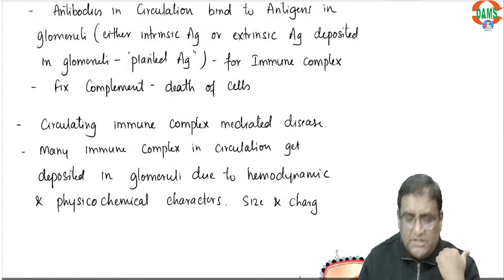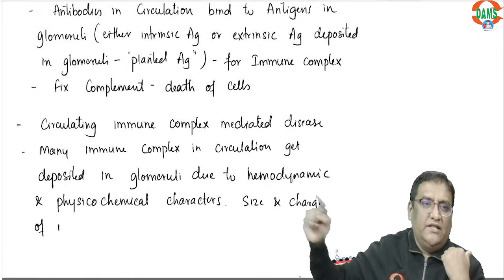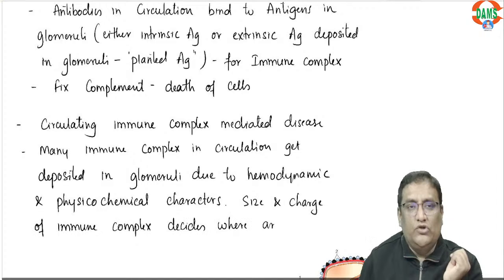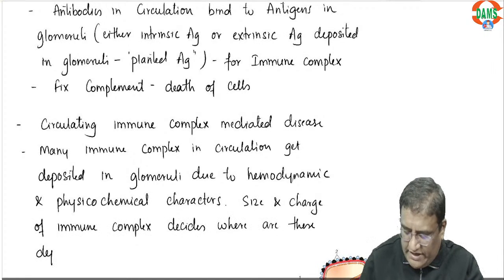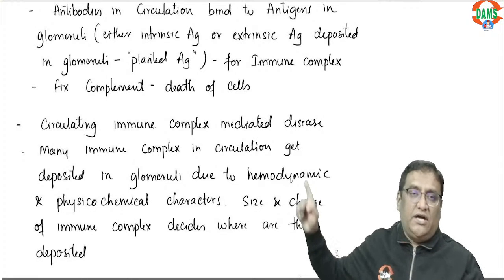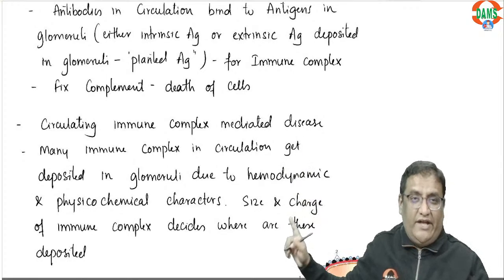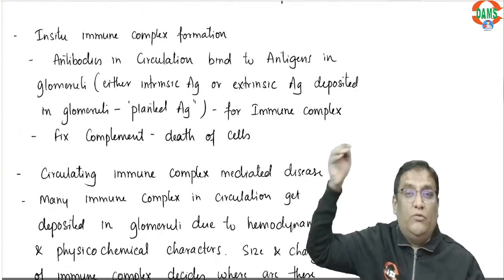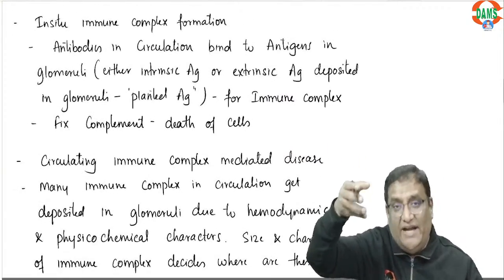So now size and charge. The physicochemical characteristics I am talking about are the size and the charge of the immune complex, which decide where it will be deposited. So very important. If it is an implanted antigen, it will be based on the size and charge of the antigen itself.